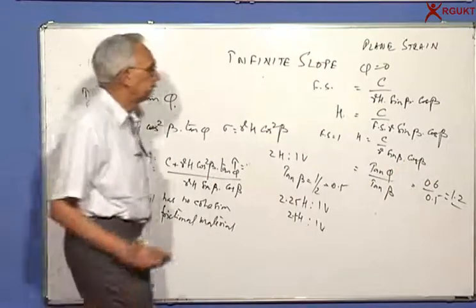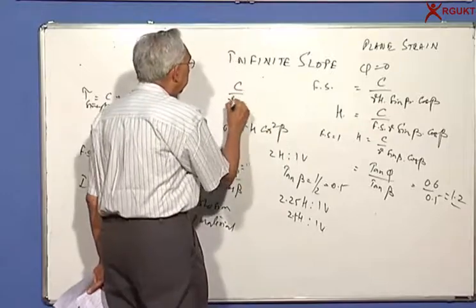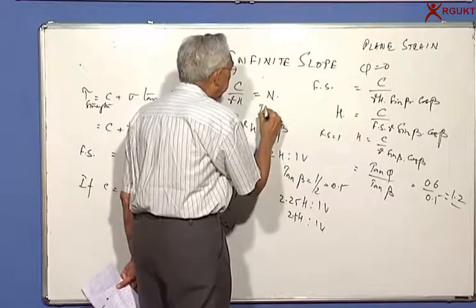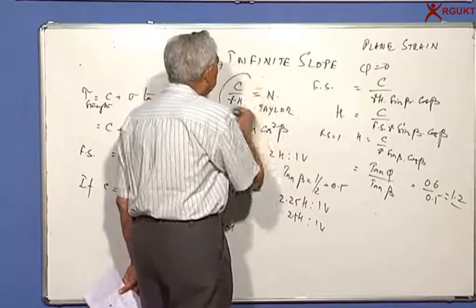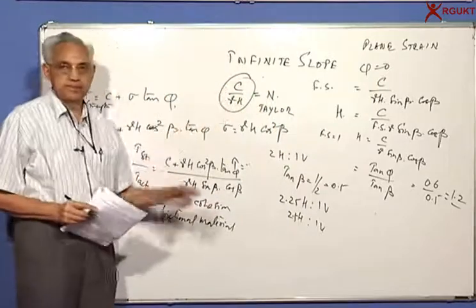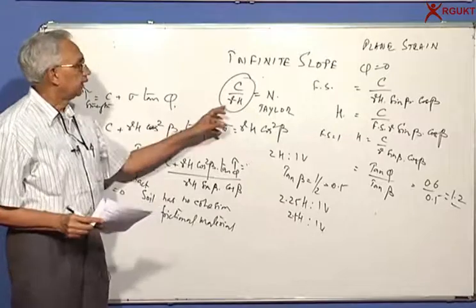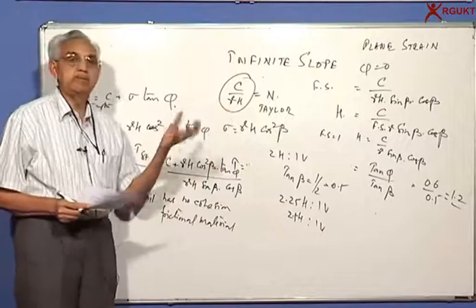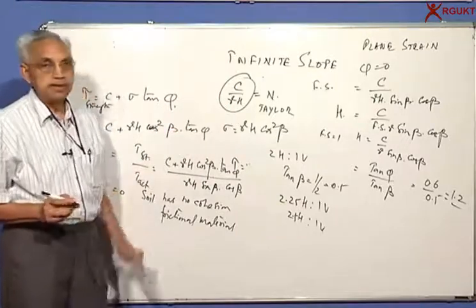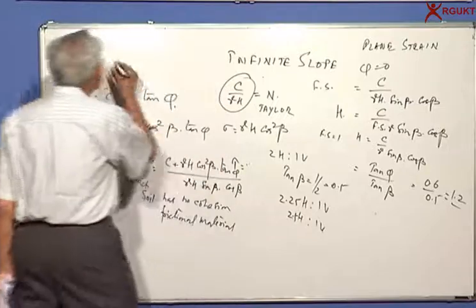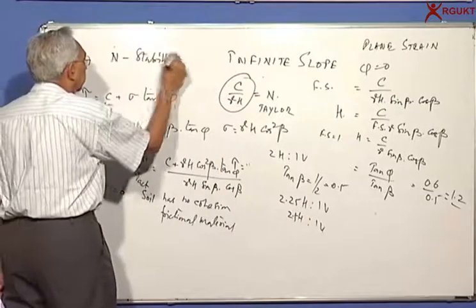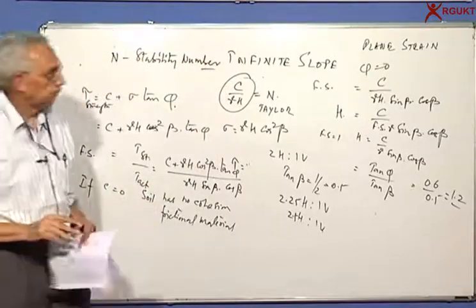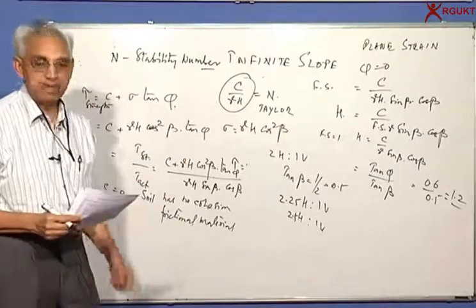We sometimes use the symbol C by gamma h as a stability number. We'll come back to this. This is what Taylor has given at some stage. In this ratio, C is in terms of stress, cohesion, in kilopascals. Gamma is unit weight, kilonewtons per meter cube, into height gives me again stress. So this becomes a non-dimensional parameter. N is called the stability number. We'll come back to that later when we study Taylor's charts. So you can work out the stability of infinite slopes.